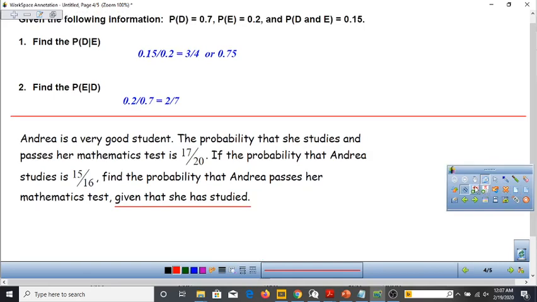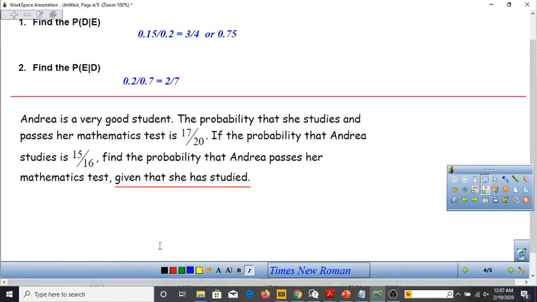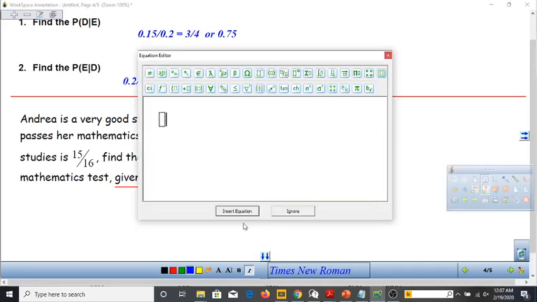So in this situation, we want to find the probability that Andrea passes her math test given that she studies. So let's type that up. So it's just giving it a moment to load here. It is the probability that she passes the test given that, that's that vertical bar, she studied.